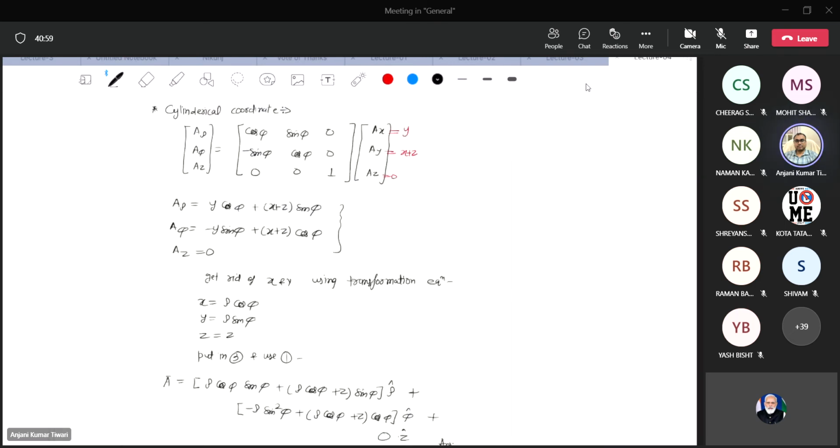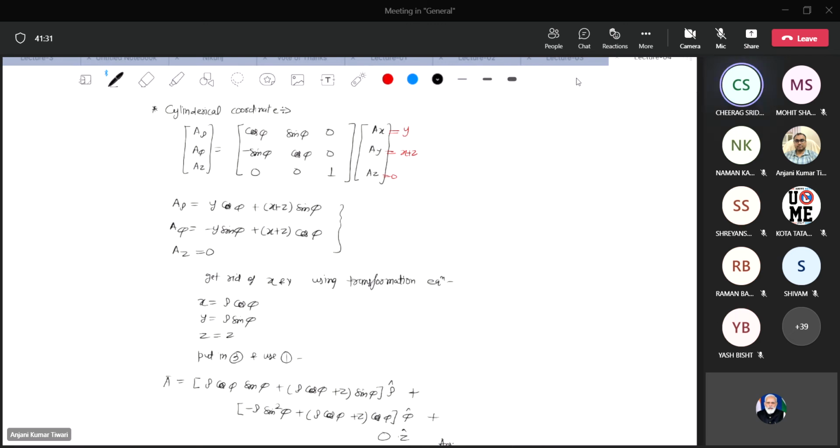So this is how we can transform, in principle, any vector field from Cartesian coordinate to spherical polar coordinate, to cylindrical coordinate, from cylindrical coordinate to spherical coordinate, from cylindrical coordinate to Cartesian coordinate, and so on. Just using these matrices, we can go from one coordinate system to another coordinate system. If you have any question, any doubt, you are free to ask.